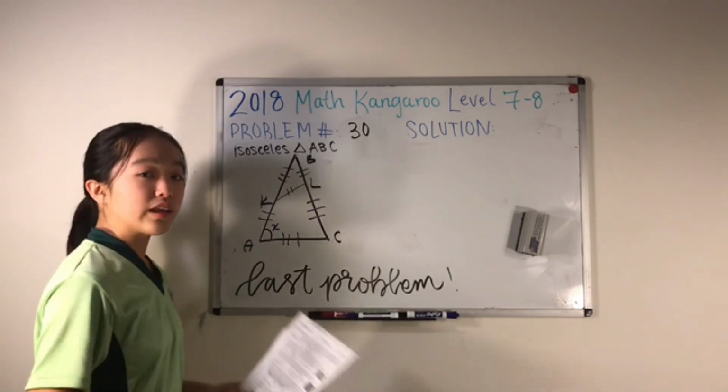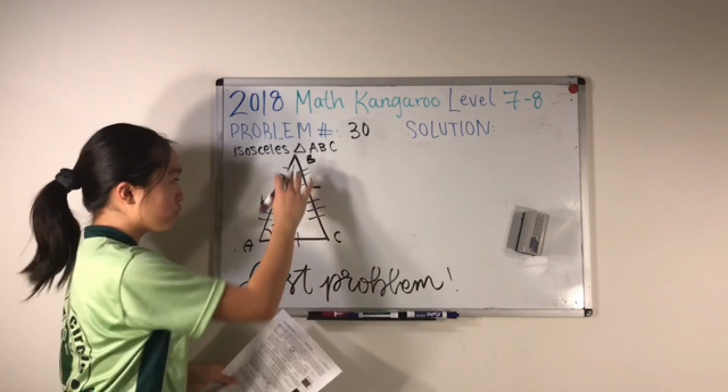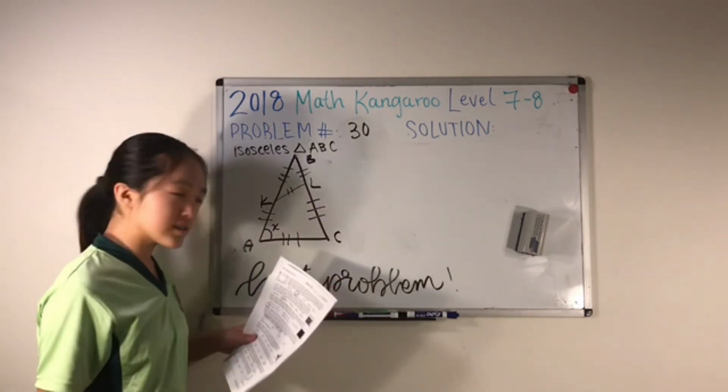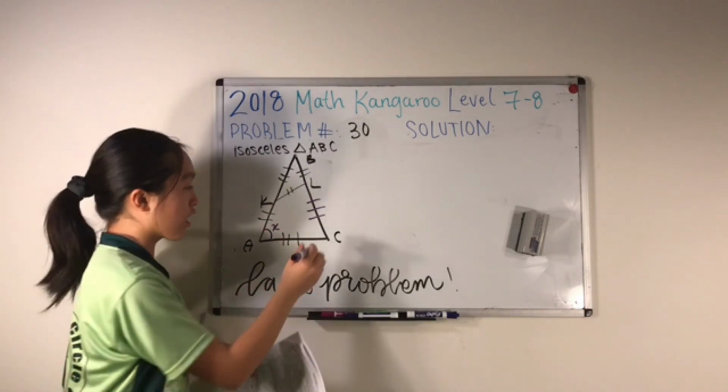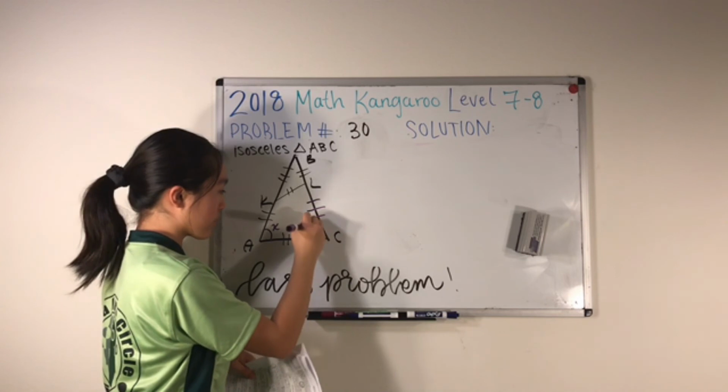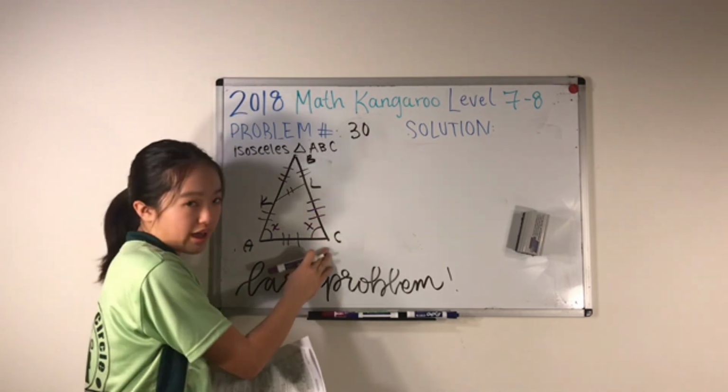Now all of us know that in an isosceles triangle, the angles that are opposite to the sides that are congruent are congruent. So these base angles are congruent. So this would also be X.